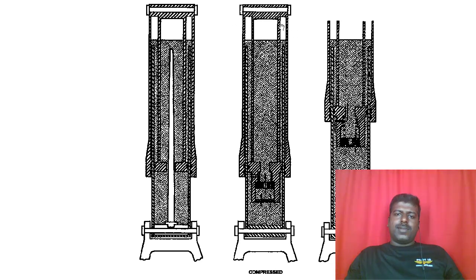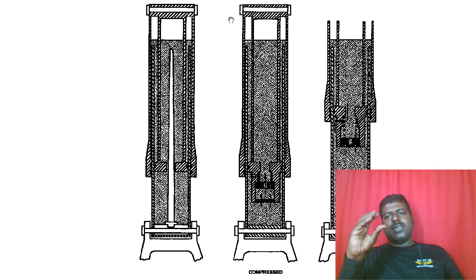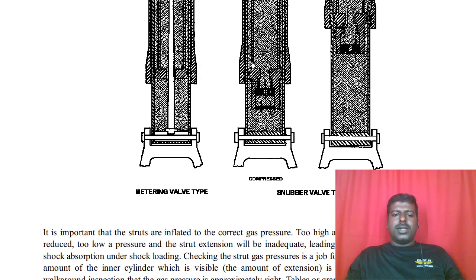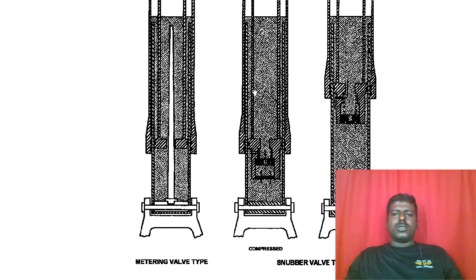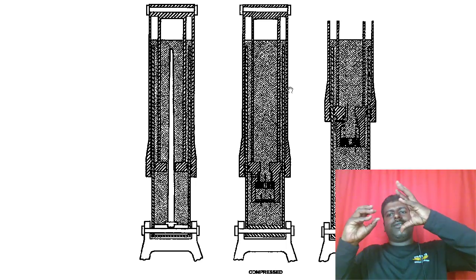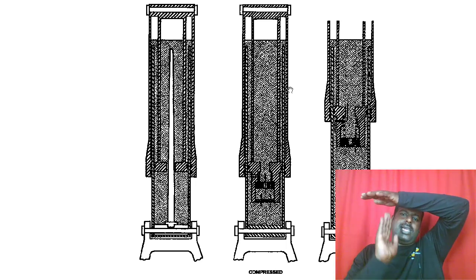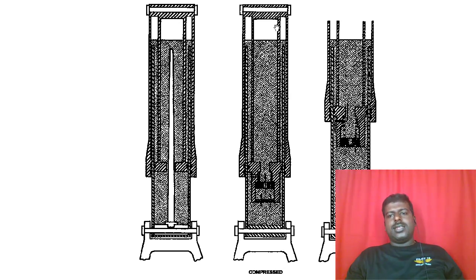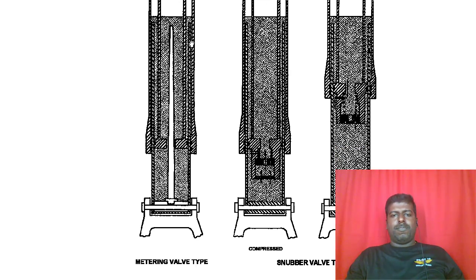When the compressed air is more, the shock absorbing capacity will be reduced, and when the air is less, the shock absorbing capacity will again be reduced, and there will be a soft movement of the landing gear, but still there will be issues, because then bottoming happens. Bottoming means the oleo pneumatic strut will go inside and hit the upper part of the landing gear, and it may cause damage.